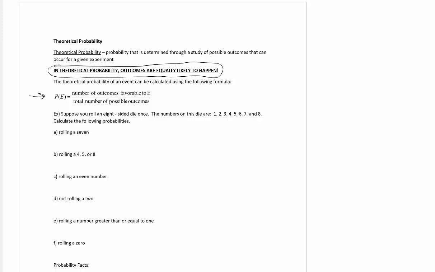So, let's take a look at an example. Suppose you roll an 8-sided die once. The numbers on the die are 1 through 8. Calculate the following probabilities. So, the probability of rolling a 7.